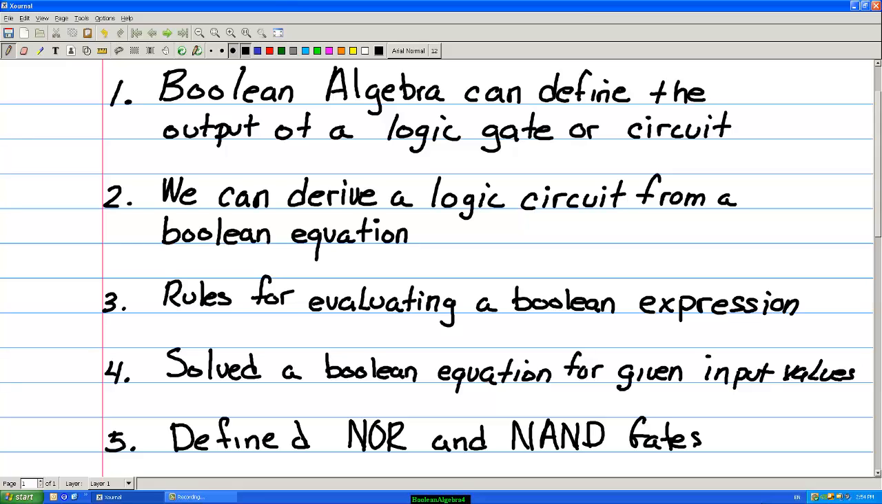So we'll end this video here. We covered quite a bit of information. We showed how we can use Boolean algebra to define the output of a logic gate or circuit, and we derived a logic circuit from a Boolean equation, and we set up some rules for evaluating the Boolean expression. We also solved the Boolean equation for given input values, and we introduced two new gates, the NOR gate and the NAND gate. So hope you found this video interesting.